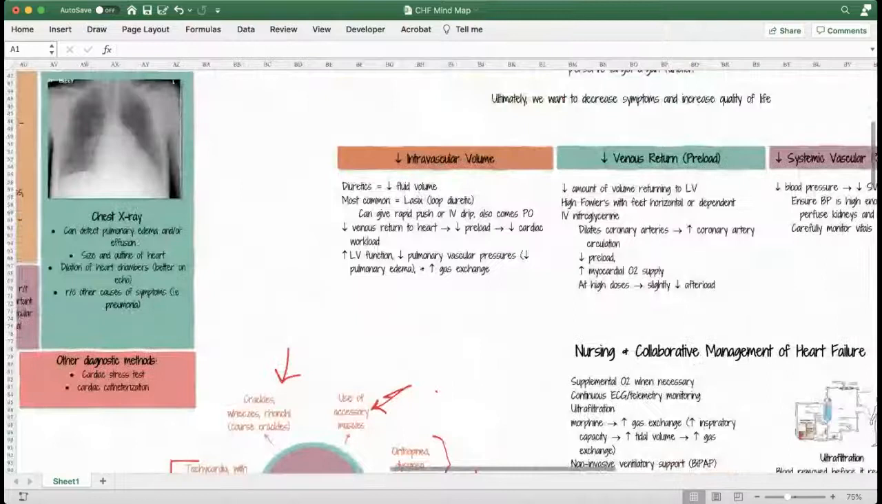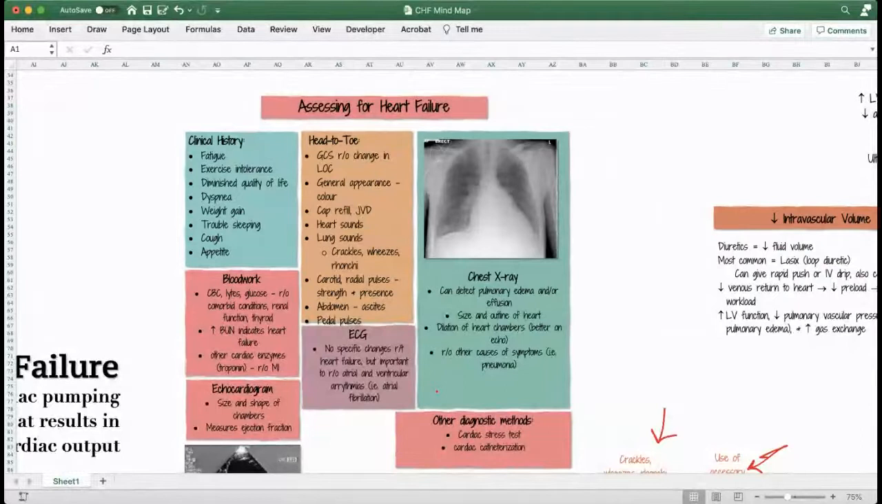Let's go up here. So, assessing for heart failure. Have you guys had your health assessment class yet, where you've done all your head-to-toe a million times and gone through your tactile fremitus stuff that you'll never use in real life in the RPN program, but you haven't done it yet here? Okay. Awesome. So quick review then.